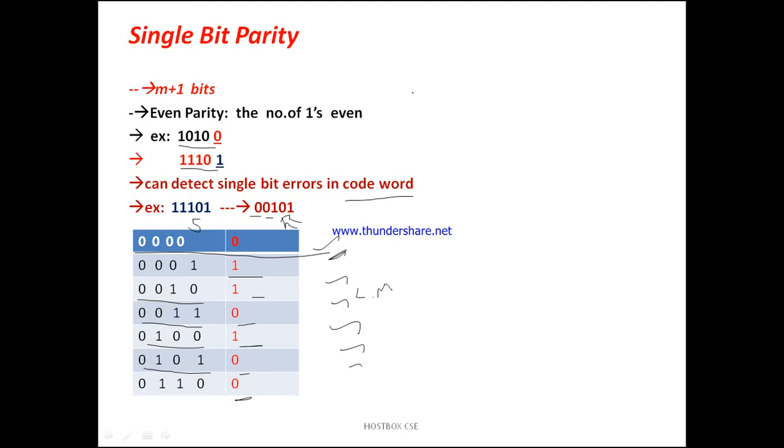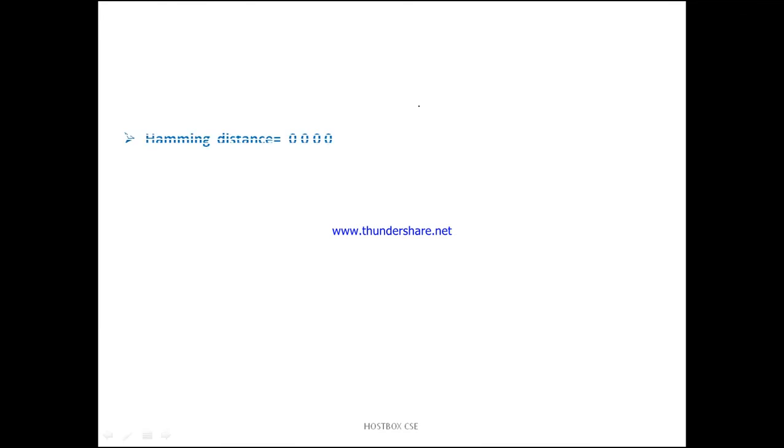Let's go and solve Hamming distance. Before going to Hamming distance, we have to remember the XOR operation, because we apply it here. What is the XOR concept? Whenever the inputs are the same, the output will be 0. Whenever the inputs are different, the output will be 1. 0 1 or 1 0, the output will be 1. If it is 0 0 or 1 1, the output will be 0.